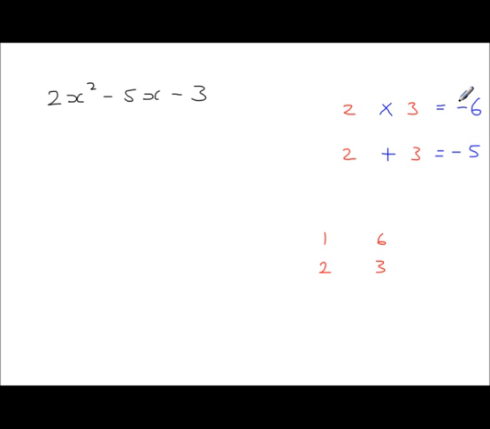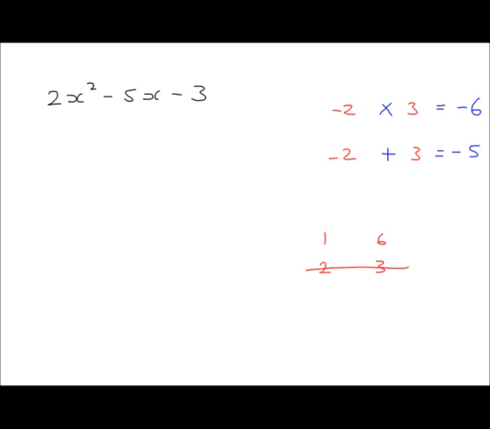Right, so 2 times, let's say if that was minus 3, that would give you minus 6. So if that's minus, this has to be as well. But 2 add minus 3 doesn't give you minus 5. And neither does it work this way round. Minus 2 times 3 is minus 6, but minus 2 plus 3 doesn't give you minus 5. So this option here doesn't work.